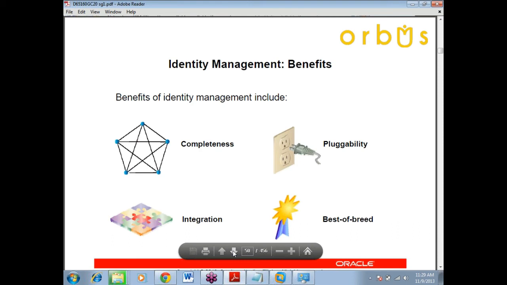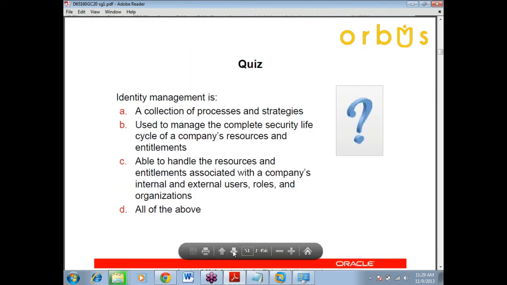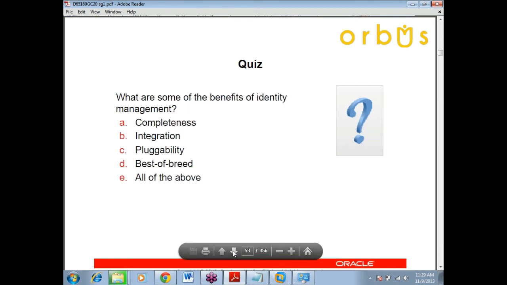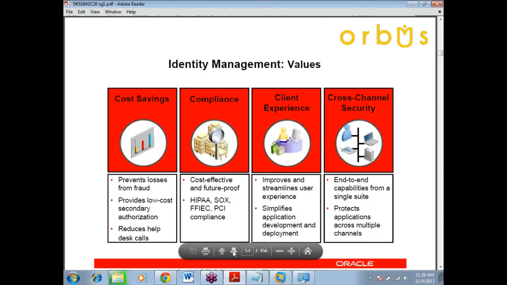It should be best of breed, that means it provides the best technological practices running in the industry at the same time. So these are some of the benefits it includes in terms of IT. These are the values of identity management.